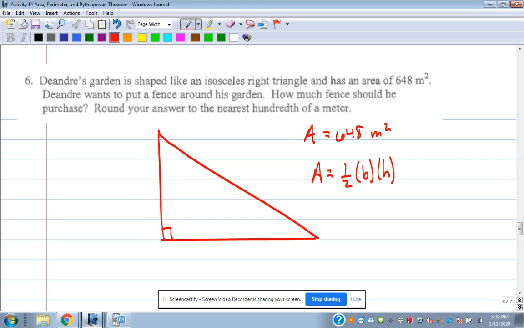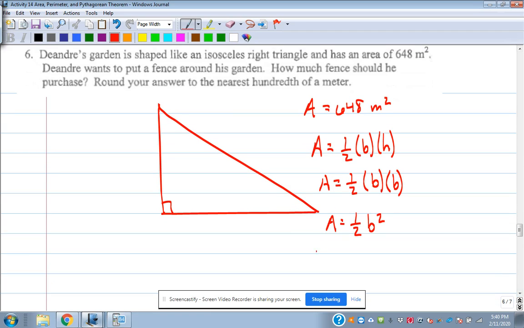It's isosceles, so the legs are the same, right? So really, it's 1/2 base times base, right? Because they're both the same. Or you could say height times height. It doesn't matter which one you call it. They're both the same length, right? So area is 1/2 b squared. Don't we know how much the area is, though? 648.